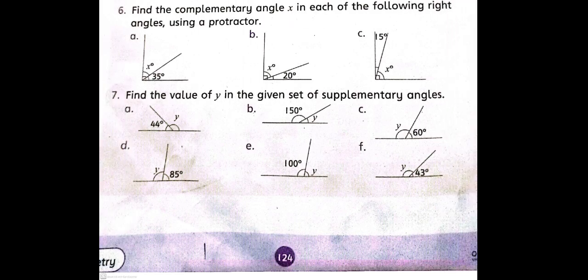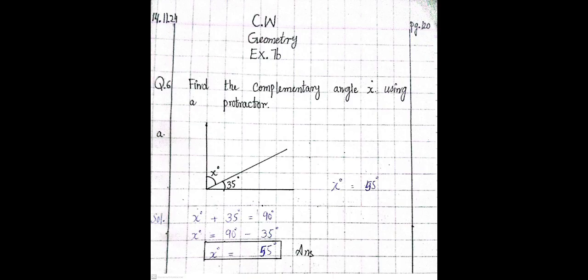Open your maths book and notebook. Book page number is 124. Exercise 7b. Look at the question number 6. In part A, we have an angle of 35 degrees. To find the complementary angle x.